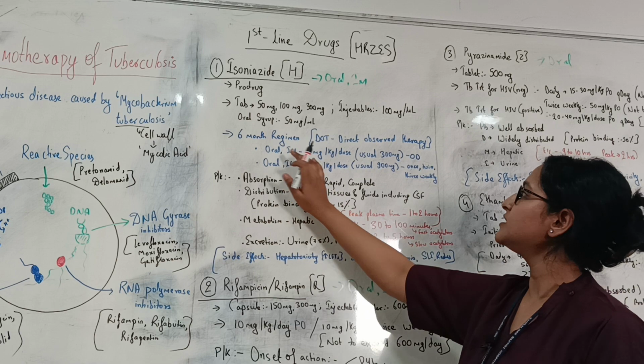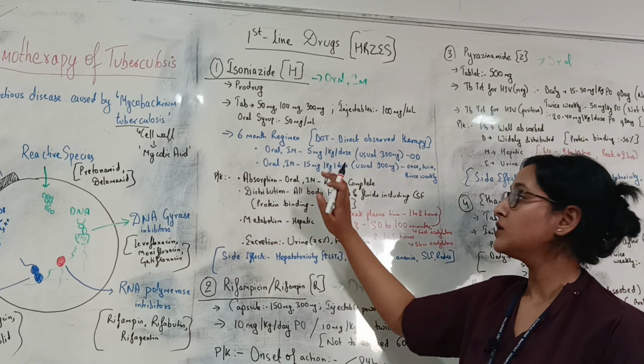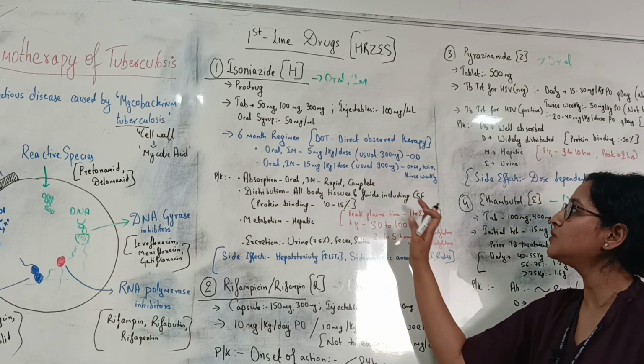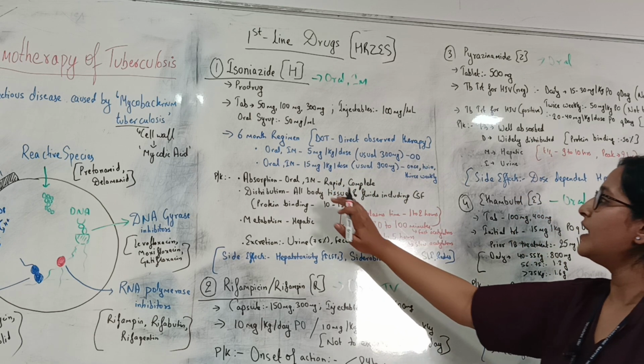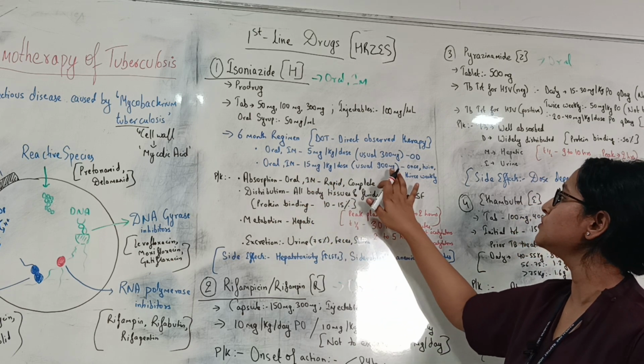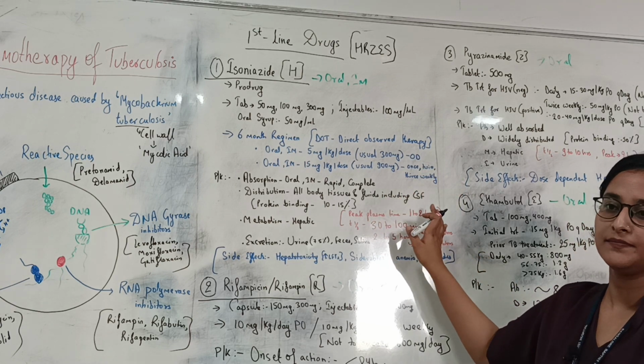So in the 6-month regimen, which is in the DOT therapy, the oral and IM dose is 5 mg per kg per dose. Usual dose is 300 mg OD, and in oral or intramuscular, 15 mg per kg per dose. The usual dose is 900 mg once, twice, and thrice weekly.